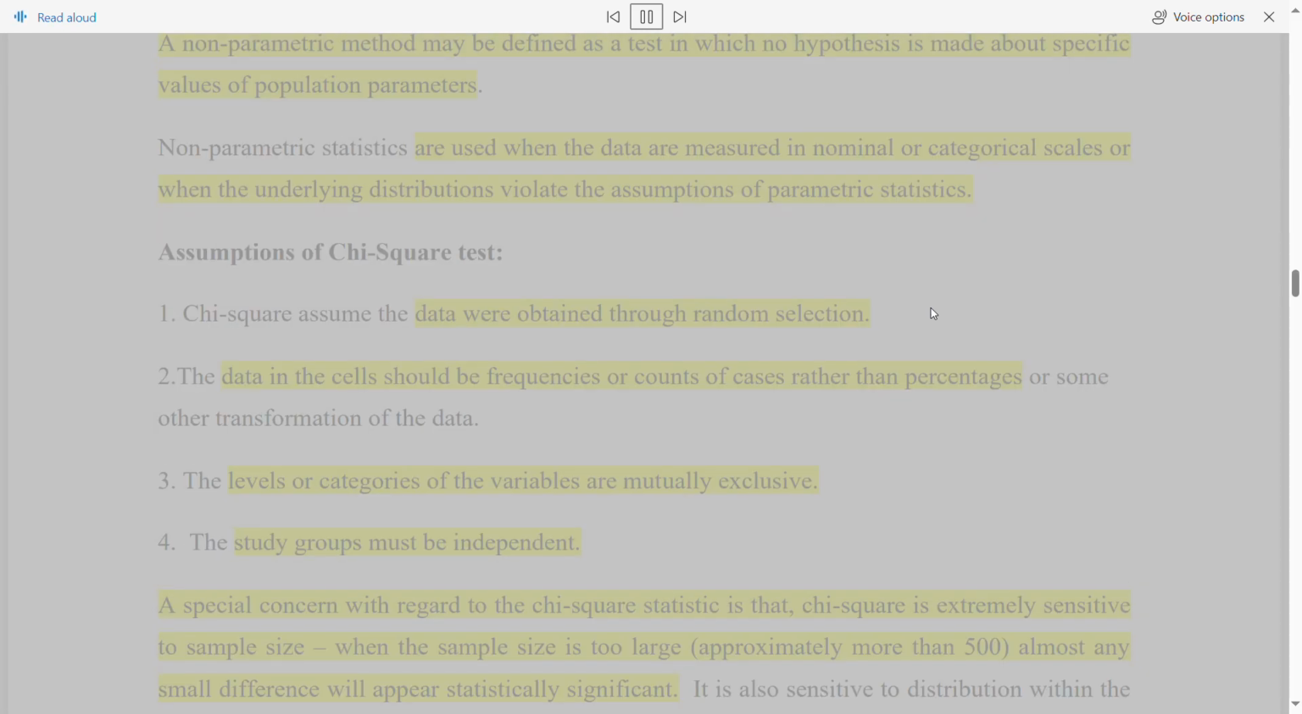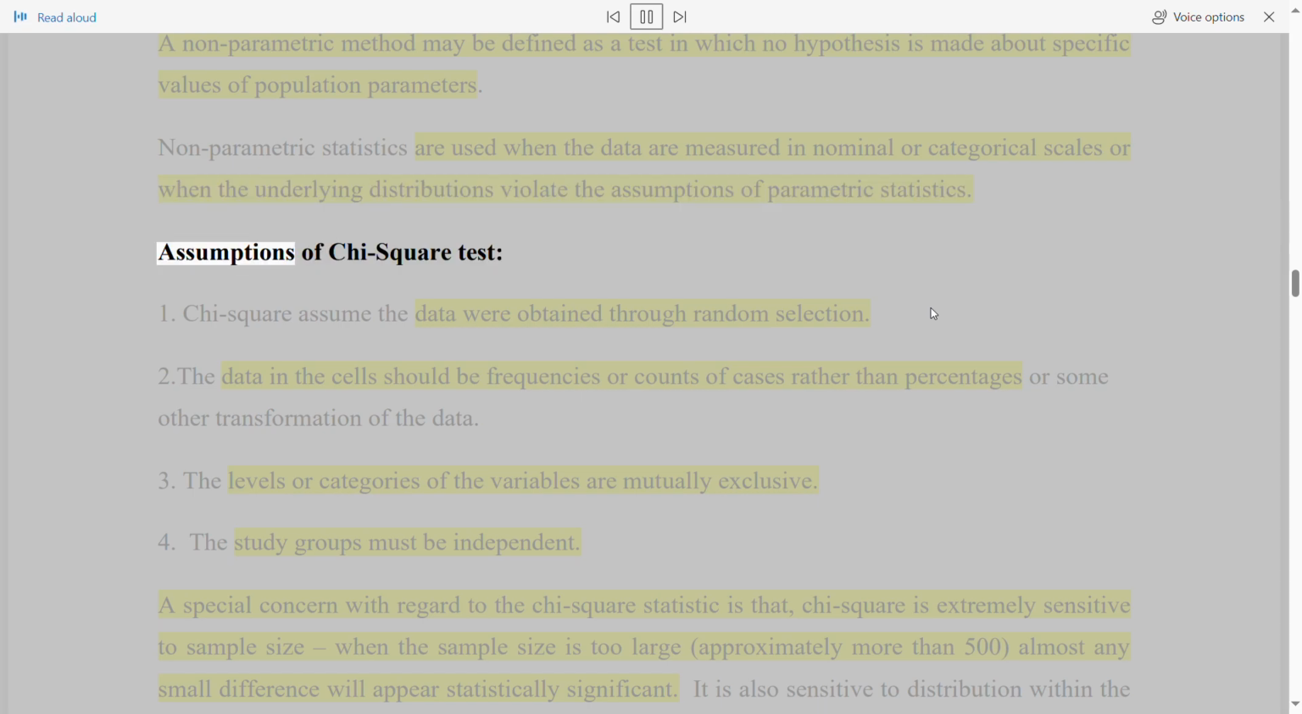A nonparametric method may be defined as a test in which no hypothesis is made about specific values of population parameters. Nonparametric statistics are used when the data are measured in nominal or categorical scales, or when the underlying distributions violate the assumptions of parametric statistics.